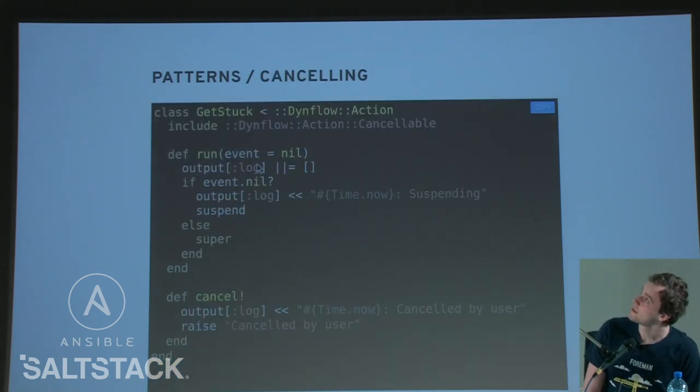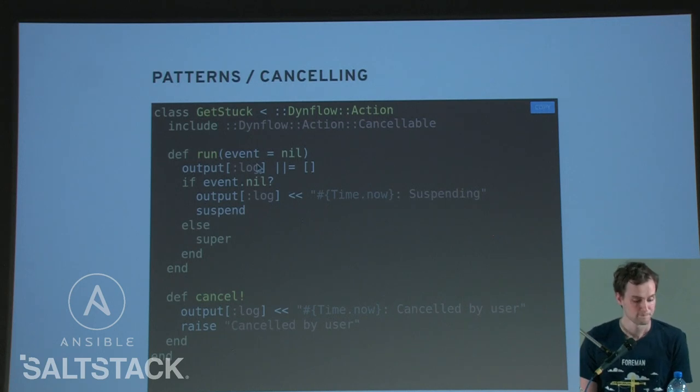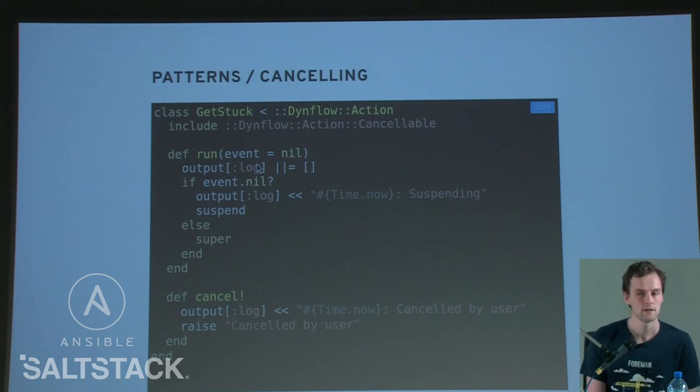Then another pattern is canceling. It's included in the action cancelable module. And what it allows the user is to go to the web UI and cancel a step which is suspended. So we usually use it with polling actions and so on. So if it is polling and you know it's never going to finish, for example, then you can go into the UI and say, okay, let's cancel this, let's abort.